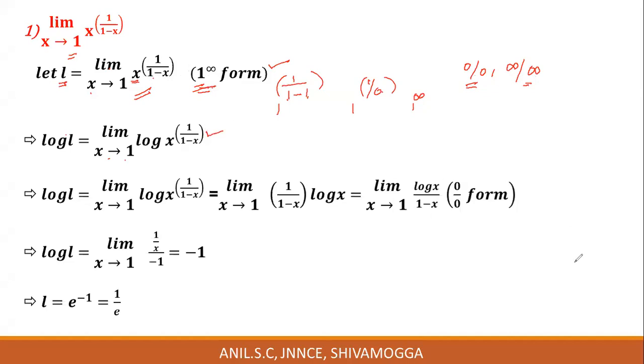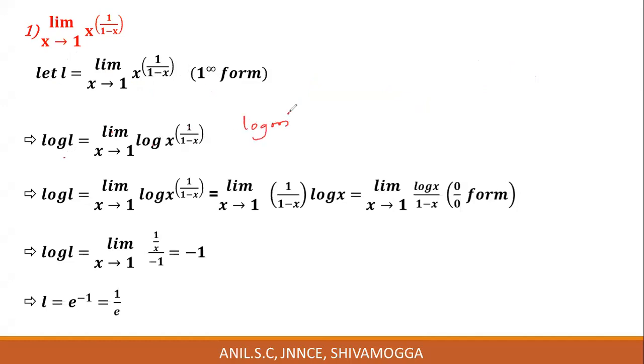Log is applied on both sides. Log L is equal to limit x tends to 1, log x power 1 divided by 1 minus x. Clearly, this takes log m power n form. Correct? This is m and this index is n. Log m power n is n log m. Therefore, this can be written as limit x tends to 1, n into log m, that is, 1 divided by 1 minus x into log x, which means log x divided by 1 minus x.